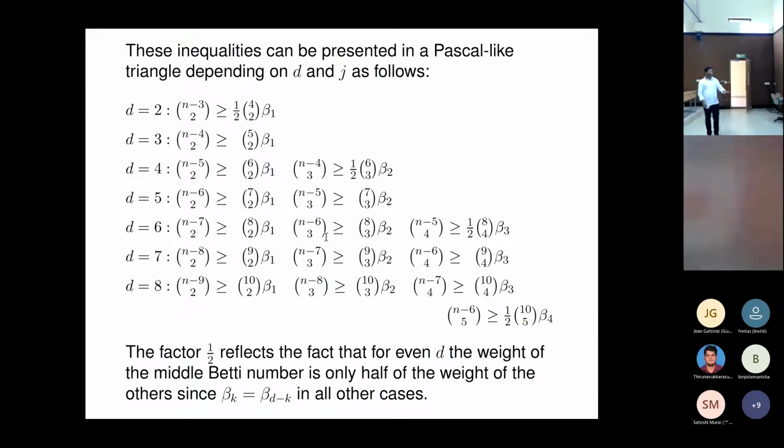Okay. Now, these inequalities can be presented by Pascal-like triangles depending on d and j as follows. So you can see that for d equal to 2 and 3, we have this single inequality. For d equal to 4 and 5, we have these two inequalities. For d equal to 6 and 7, we have these three inequalities. And for d equal to 8 and 9, we have these four inequalities. That's when you can see that these inequalities follow some kind of Pascal-like triangle.